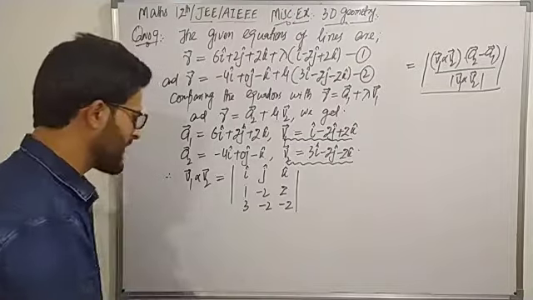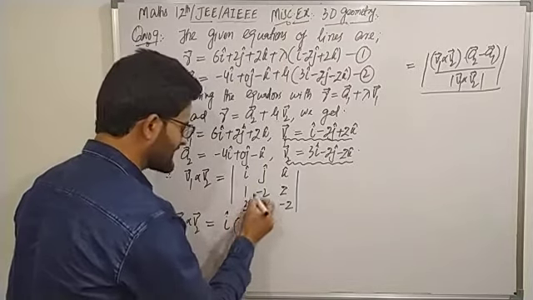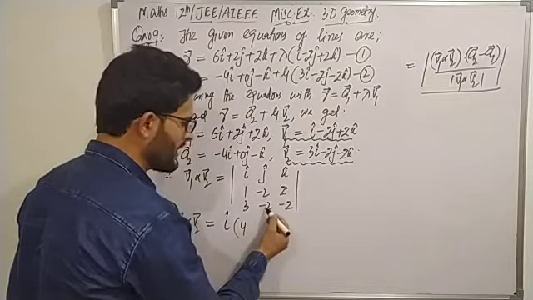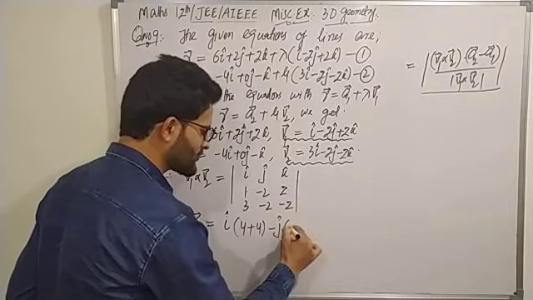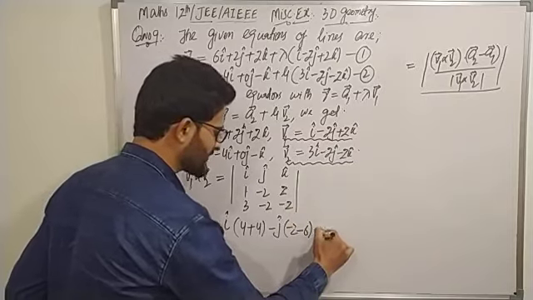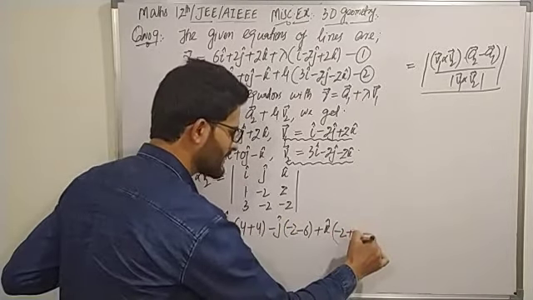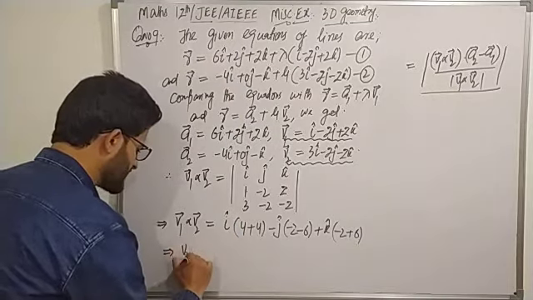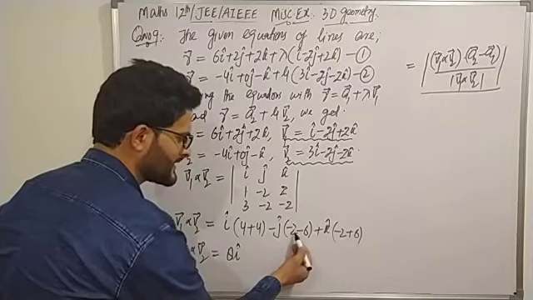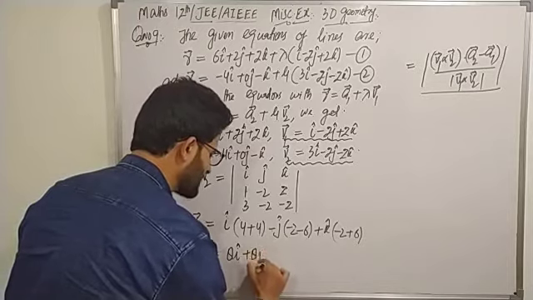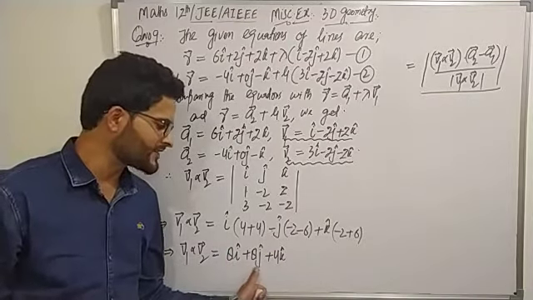Expanding the determinant, v1 cross v2 is equal to i times (−2 × −2 − 2 × −2), that is 4 plus 4, minus j times (1 × −2 − 3 × 2), that is −2 − 6, plus k times (1 × −2 − 3 × −2), that is −2 + 6. So v1 cross v2 equals 8i + 8j + 4k.